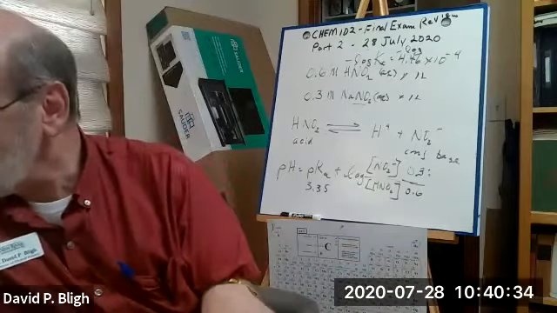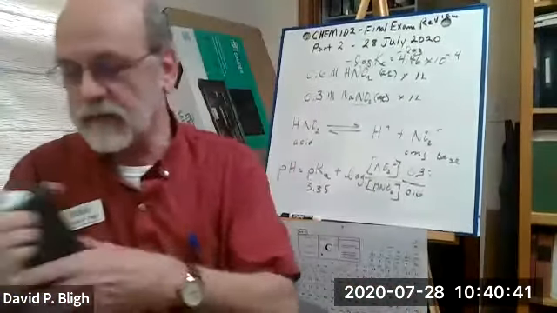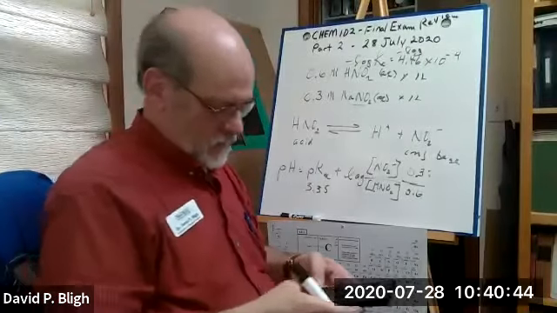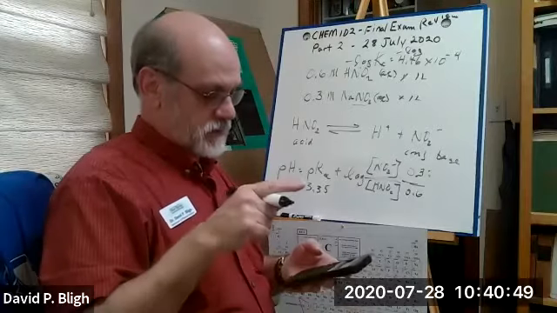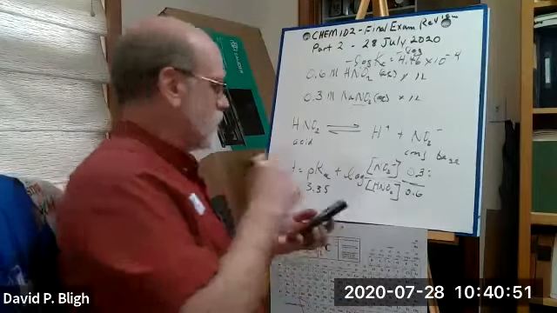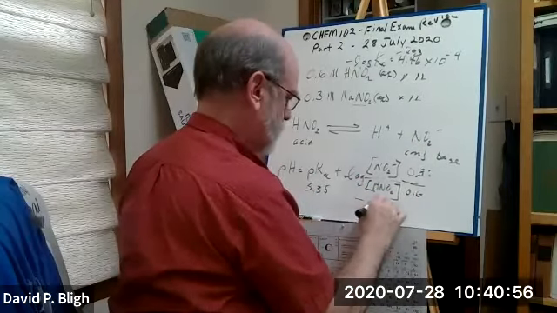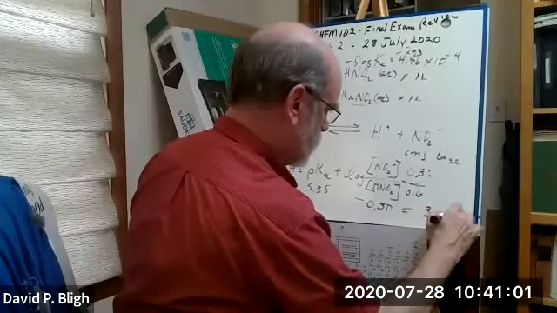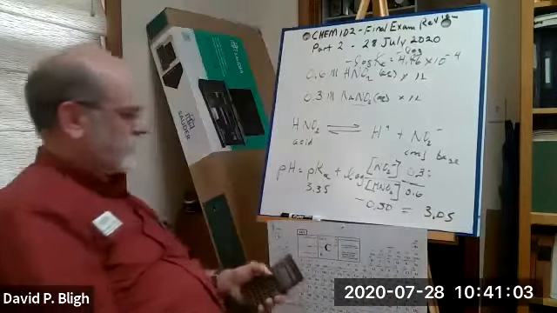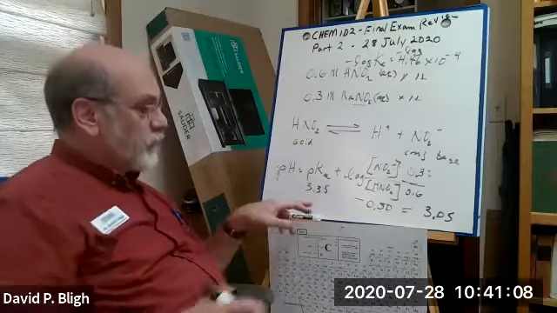is actually a negative value. Let me see what it is. I'm going to have to calculate after all. So 0.5 and the log of that is minus 0.30. So 3.35 minus 0.30 will be 3.05. So we're probably still in the buffer zone.